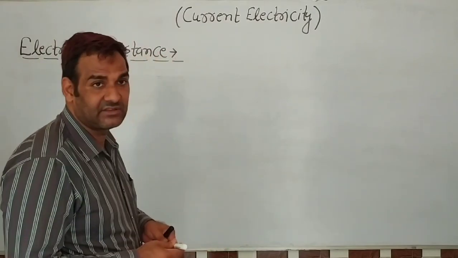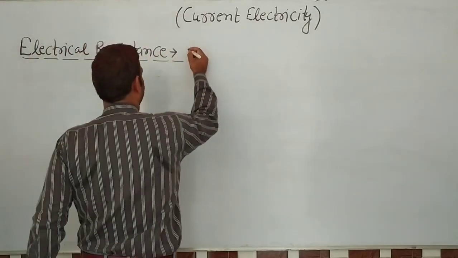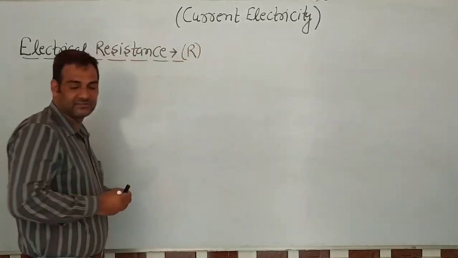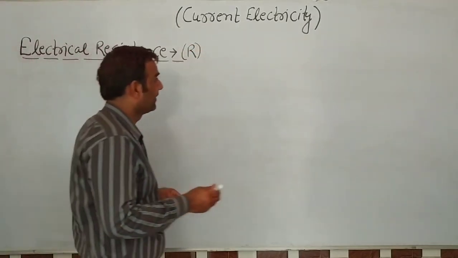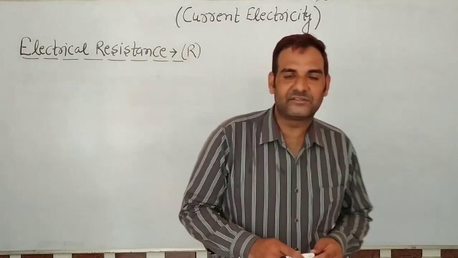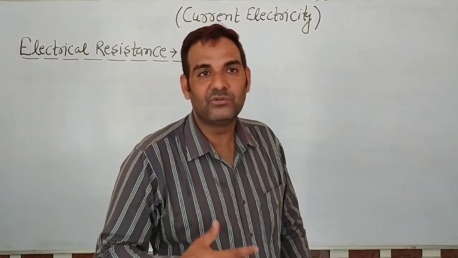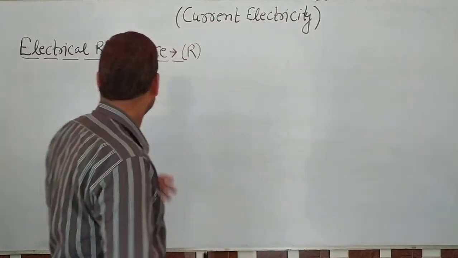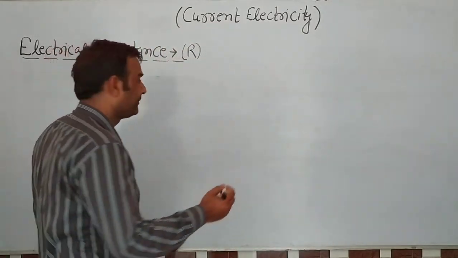Electrical resistance is denoted by the symbol capital R. So what is electrical resistance? बेटा, what is the meaning of resistance? Resistance का meaning होता है oppose करना, किसी चीज को रोकना, oppose करना. So what is electrical resistance?